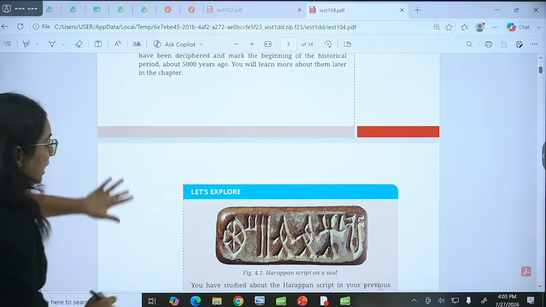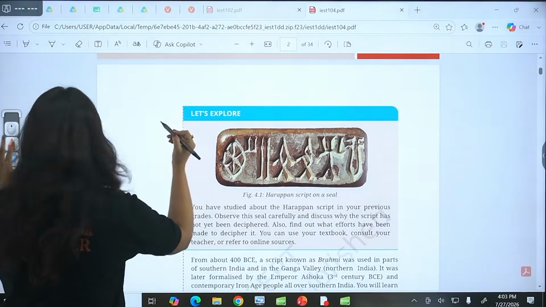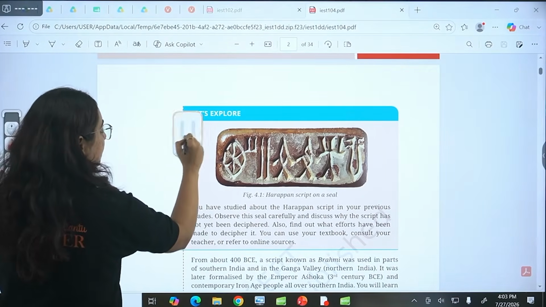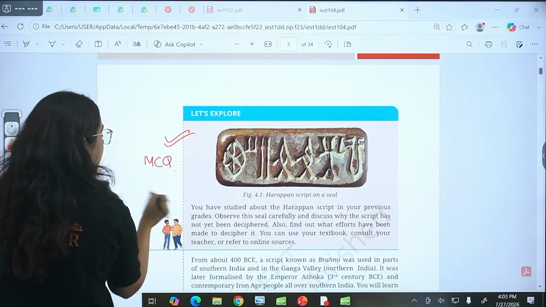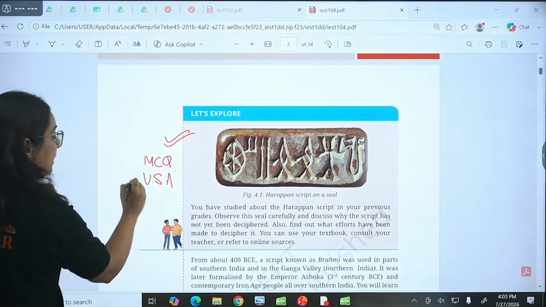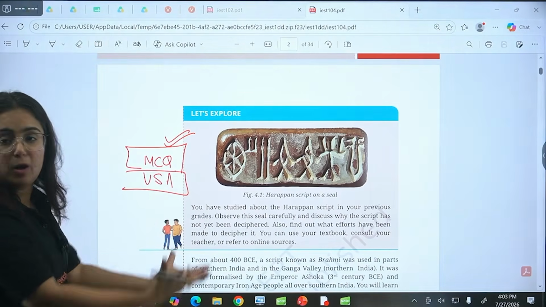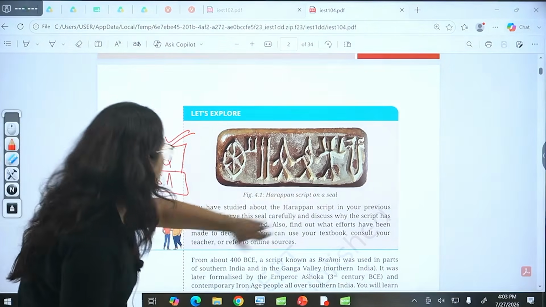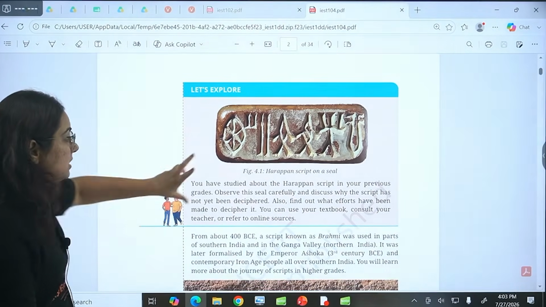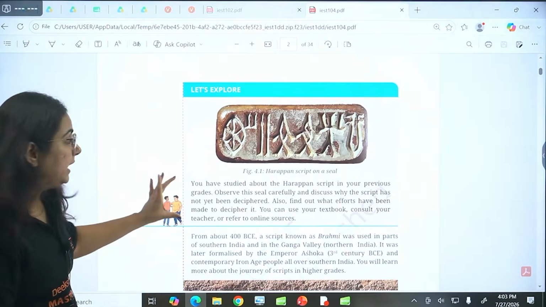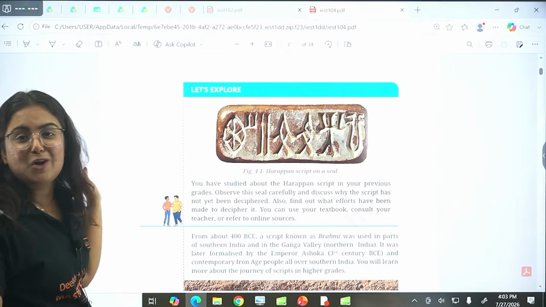Right? Again, when I talk about these picture-based questions, beta, these picture-based questions can be part of your exam paper in the form of MCQ, right? In the form of very short answers where they can ask you to justify the picture, tell about the picture. Like this is a Harappan script on a seal, and they can clearly ask you to define it, because in the box here everything related to it is defined. So the Let's Explore part, let's explore and do not miss it.